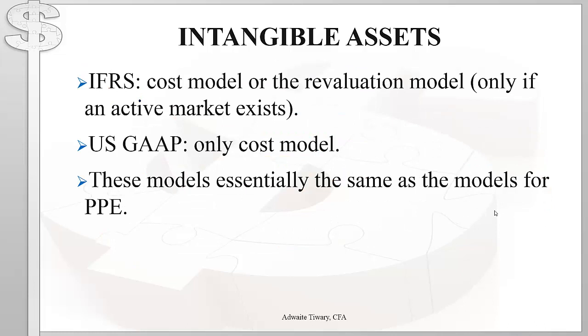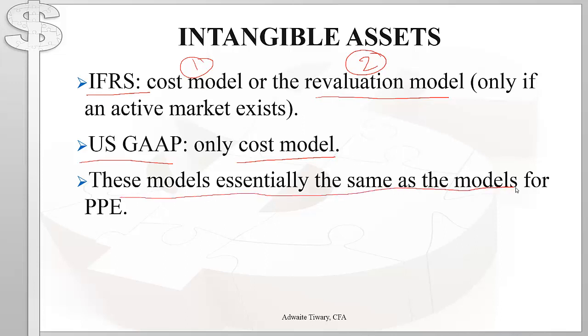Now, how do we report intangible assets on the balance sheet? Again, it depends whether we're talking about the IFRS or the US GAAP. The IFRS allows for the cost model and the revaluation model. The revaluation model is only used if an active market exists for the intangible assets, whereas the US GAAP only allows the cost model. Now, these models are pretty much the same as the models that we used for plant, property, and equipment.